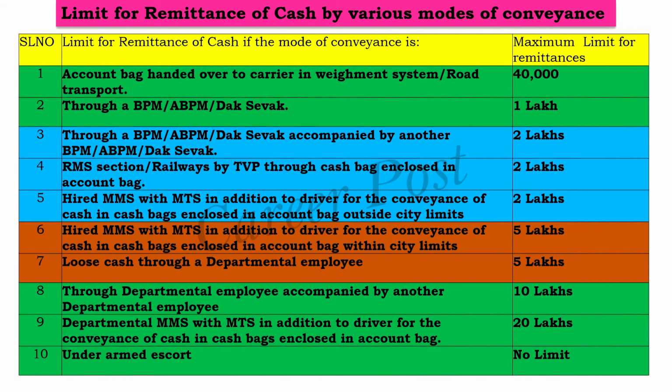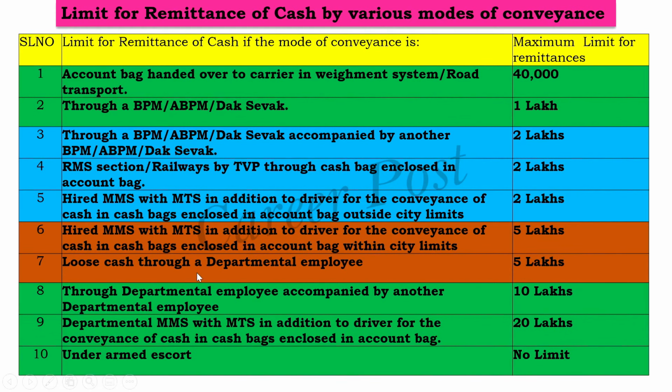In such a case, if the MTS is there and driver is also available, then the conveyance of cash bags in the account bag. In the account bag, you will close cash up to a maximum of 2 lakhs. And if this hired MMS is taken outside the city limits, it is 2 lakhs. If this hired MMS along with the driver and MTS is within the city limits, it is 5 lakhs. That means in the city you can take more cash. If it is outside city limits, there is a risk involved, so the maximum limit is less when compared to within city limits.